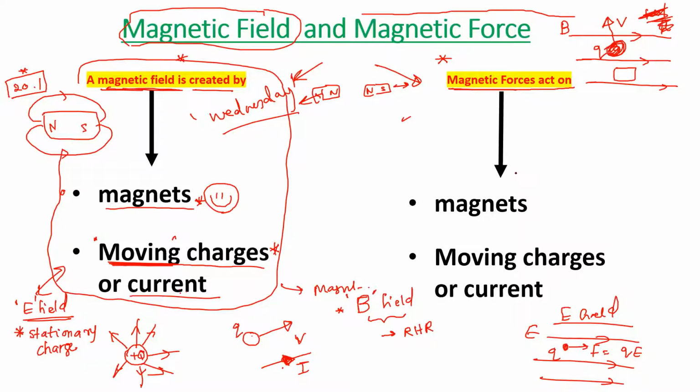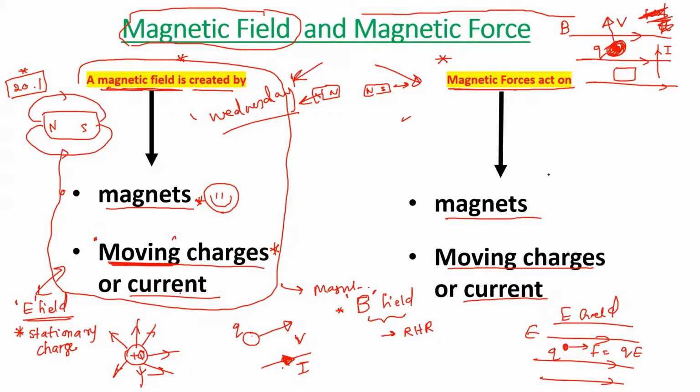So magnetic forces can act on magnets. We know that. And also magnetic forces can act on moving charges or current carrying objects. For example, on this charge, we know a force will act. And also let's say I keep a current carrying conductor like this. So I have a wire inside this magnetic field. Then this wire is also going to feel a force. So this wire will move in some direction.